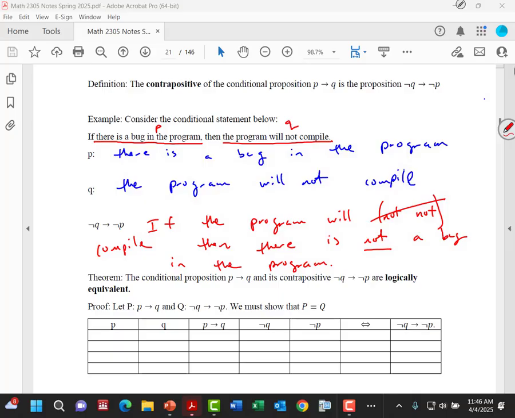For you computer scientists out there, if there is a bug in the program, then the program will not compile. That is logically equivalent to saying if the program will compile, then there is not a bug in the program.